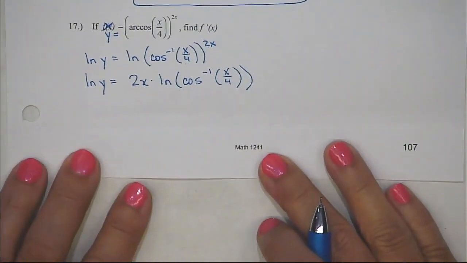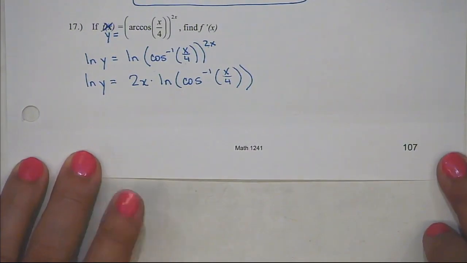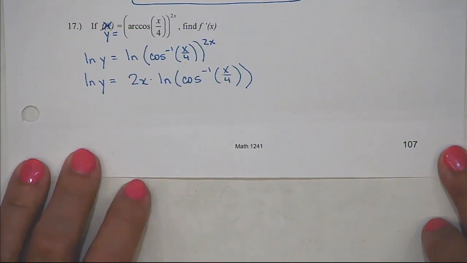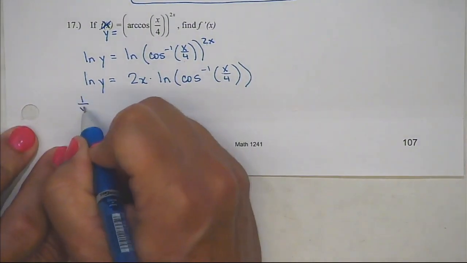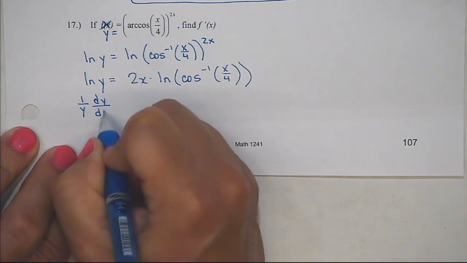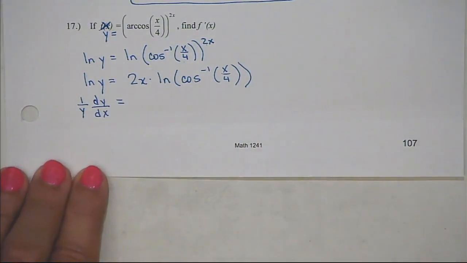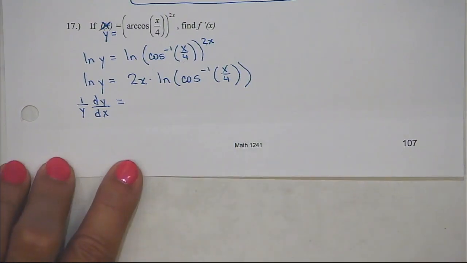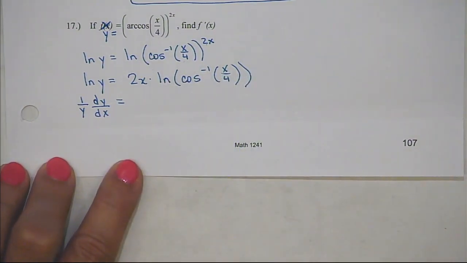Okay, so that was step 2. Step 3 is to do implicit differentiation. So natural log of y is 1 over y dy dx. And on the right side, it's always a product rule. At least 2x is good. We only have one of the harder pieces. All right, so we're going to do a product rule. 2x is your first function, times, and then this natural log inverse cosine is your second function.